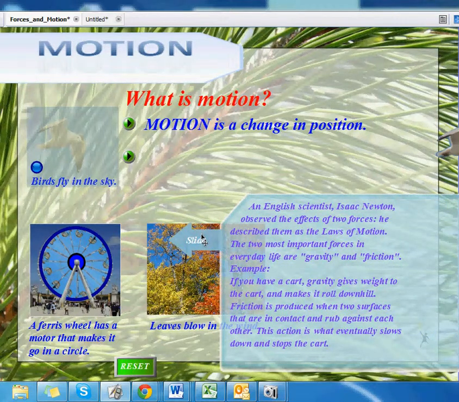Again, getting back to Isaac Newton, he observed the effects of two forces. He described them as laws of motion. The two most important forces in everyday life are gravity and friction. An example, if you have a cart, gravity gives weight to the cart, makes it roll downhill. Friction is produced when two surfaces that are in contact rub against each other. This action is what eventually slows down and stops the cart.